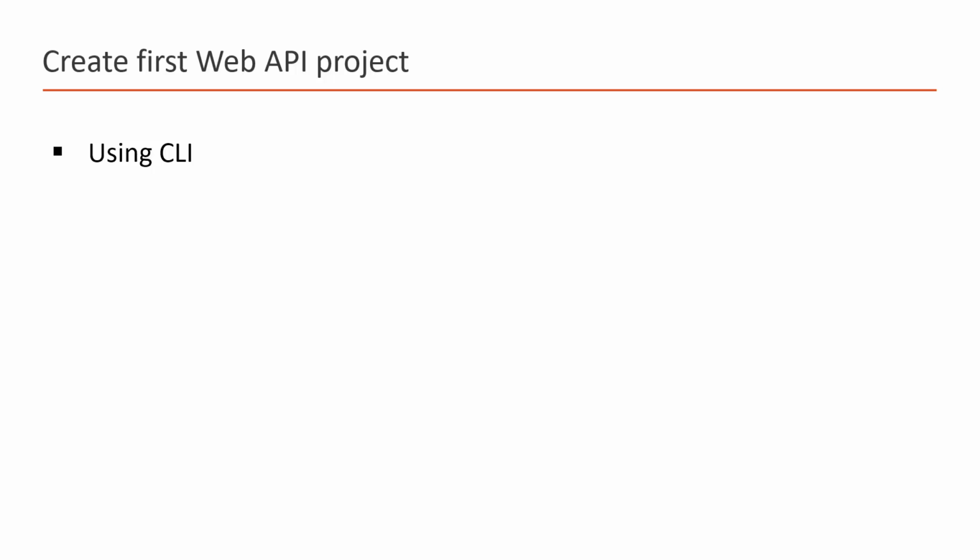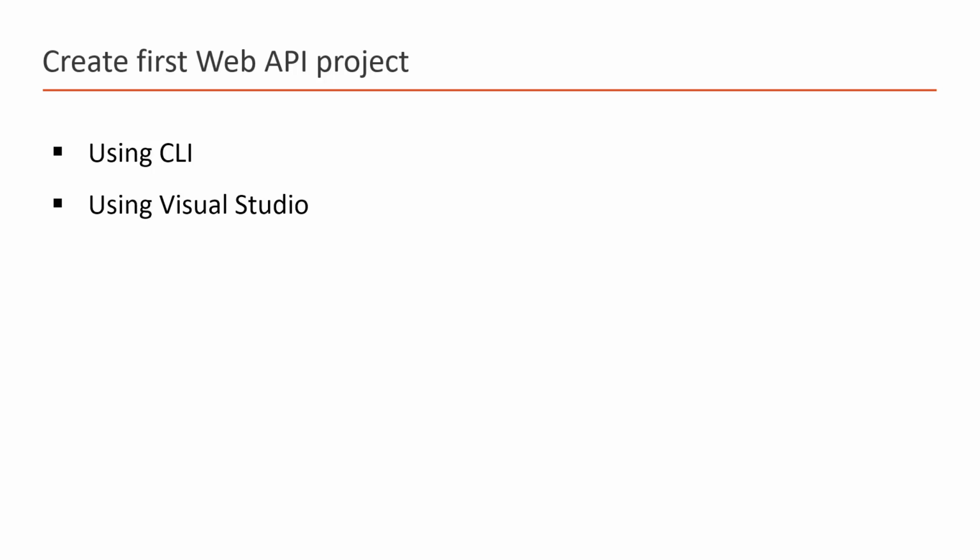In .NET Core, there are two ways to create your first project. We can use the command line interface that is called CLI, or we can also create the web API project by using the Visual Studio. We will try to understand both of the ways. First of all, we will focus on command line interface.